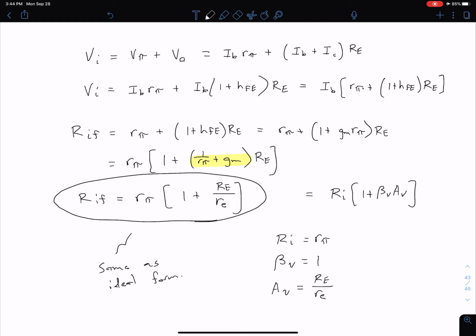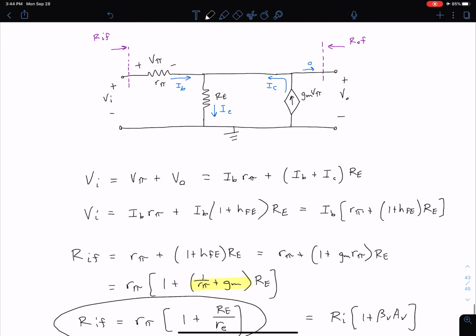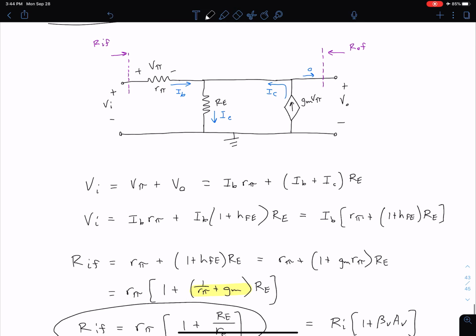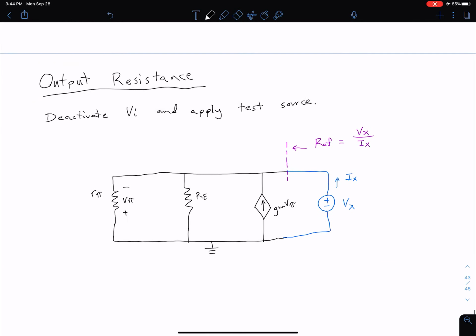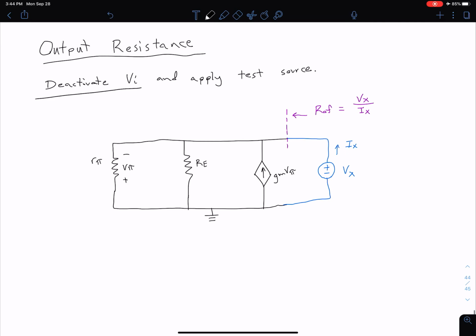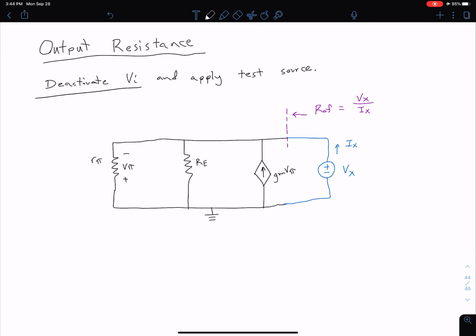Okay, so now let's move on to our output resistance. So we're going to be using this same circuit, but now for output resistance, we want to deactivate our independent sources. In this case, that's our voltage VI. And to deactivate a voltage source, remember we replace it with a short circuit. And after we've done that, we're going to apply this test source. It can be either a voltage or a current source, doesn't really make much difference.